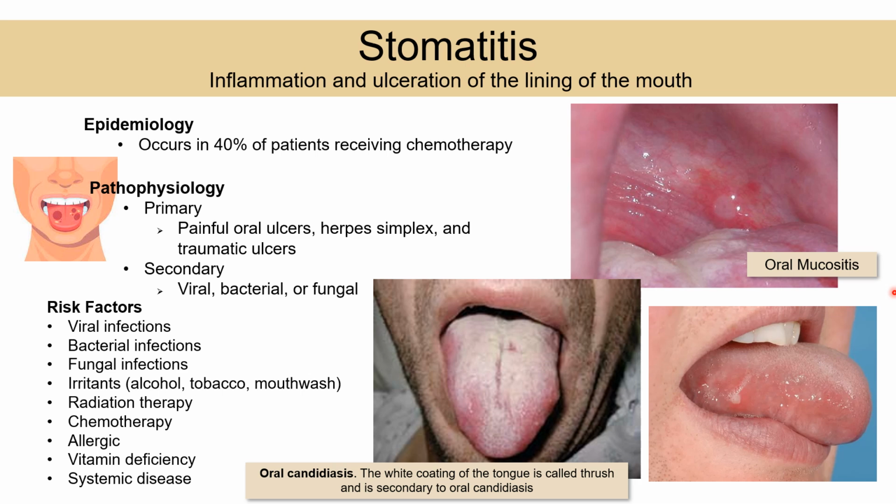So you can already see that that's going to be one of our health promotions. If they have stomatitis, we don't want it to get worse. So some risk factors, again, infections, irritants like alcohol, tobacco, mouthwash, radiation, and chemotherapy. Could even be caused from allergies, vitamin deficiency, or some other systemic disease. And then pictured here, you can see oral mucositis and oral candidiasis.